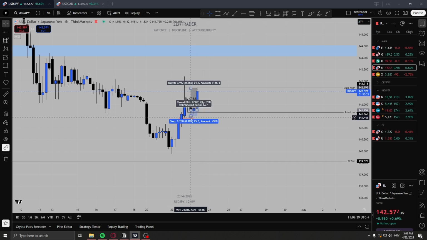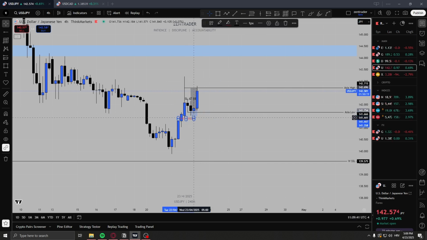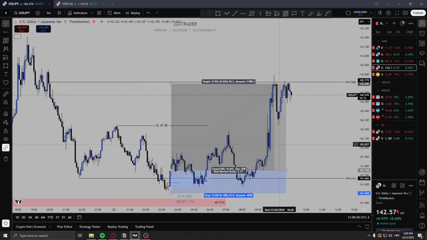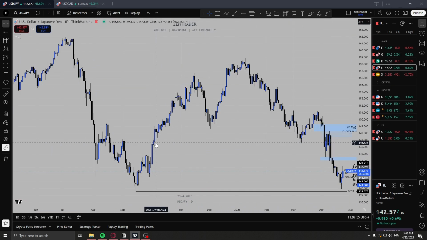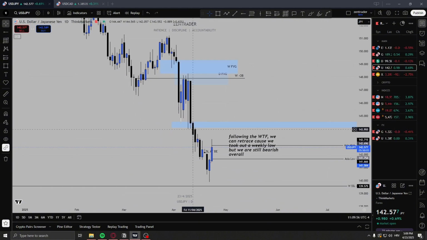I would love to see price reach into this 4-hour fair value gap, but we do not need that because we are not trading this by concepts. We are just looking for a sweep of Asia low and then look for a break of structure. That's all that we are trading. So we are kind of still bearish here.